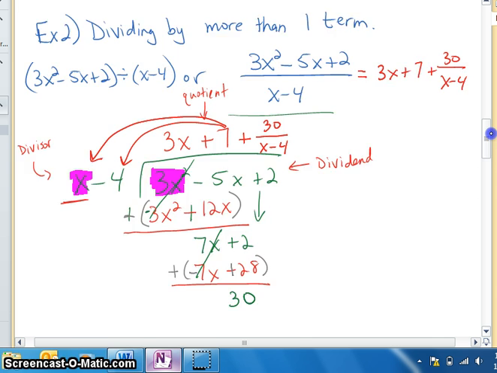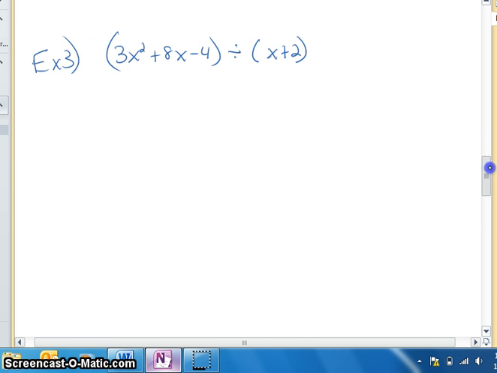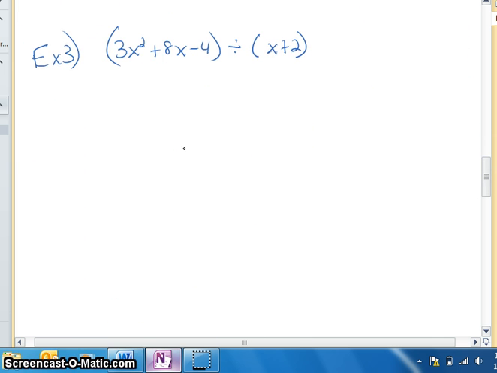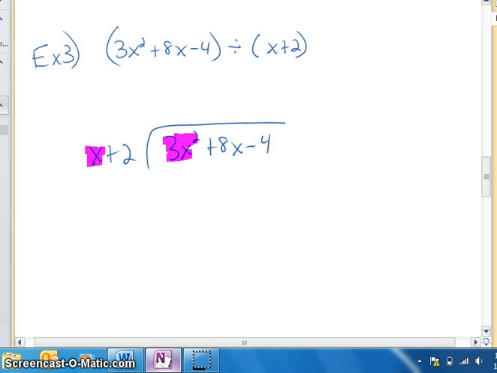Let's try some more. Okay. 3x squared plus 8x minus 4 divided by x plus 2. So again, I'm looking at the first term and the first term. So what do I have to multiply x by to get 3x squared? That's 3x. Then I multiply 3x by both parts of the divisor. 3x squared plus 6x.